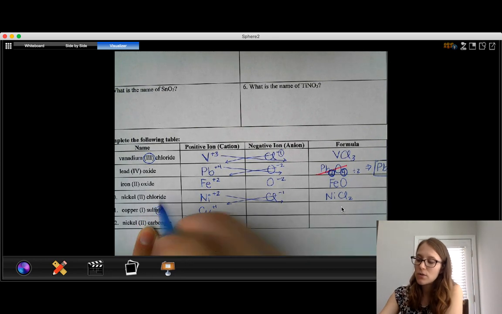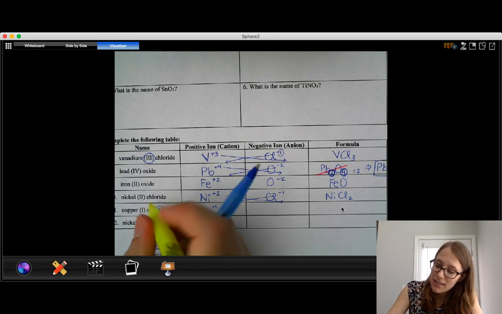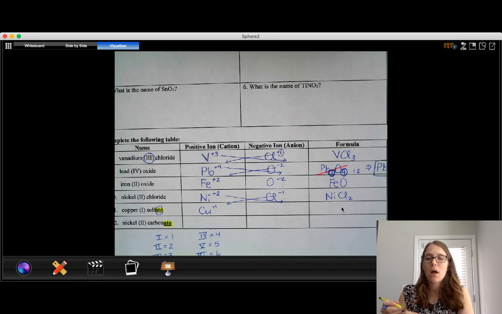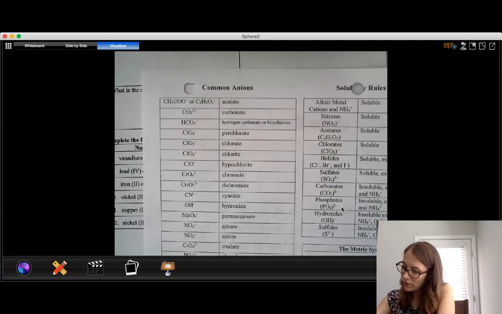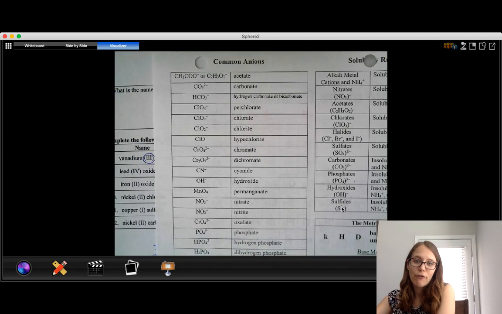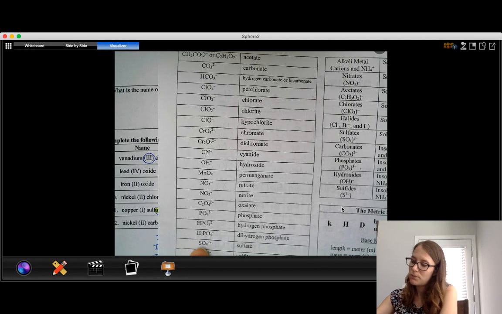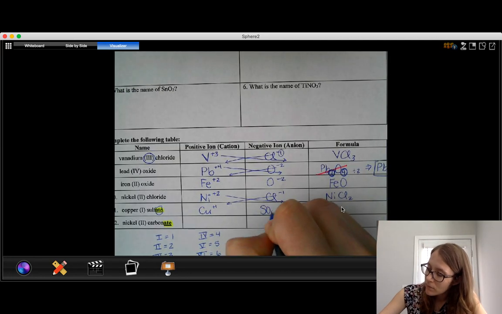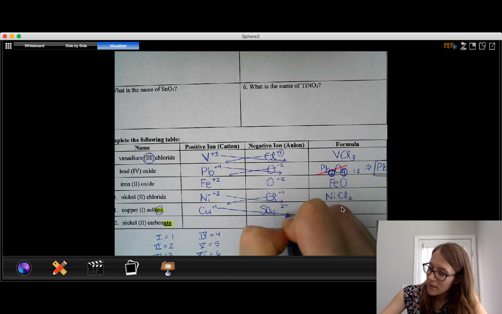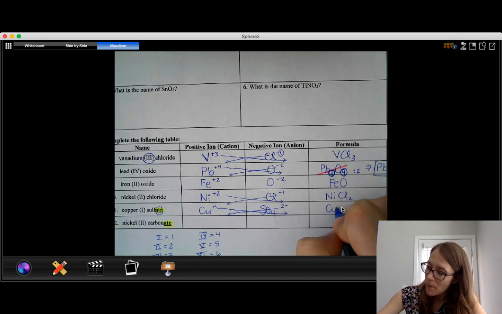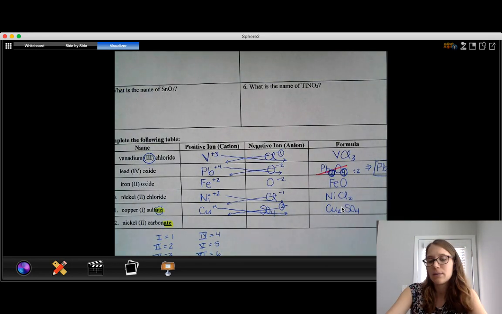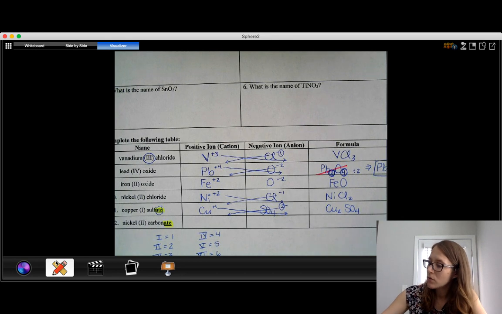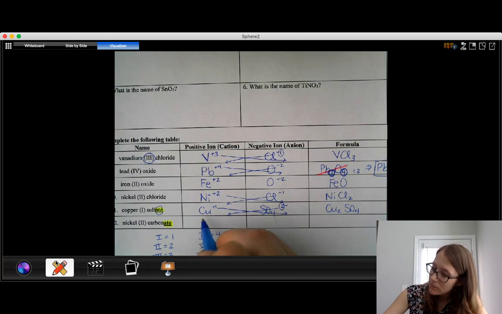Sulfate, as soon as you see this ATE, that tells you it's not an element. That's a polyatomic ion, which is on the back of our reference sheet. So sulfate is SO4 with a charge of -2. That's going to be a crisscross. So copper is going to have a 2 next to it, and then sulfate, just 1. If it was anything besides 1, I'd need to put parentheses around the polyatomic before I crisscrossed.